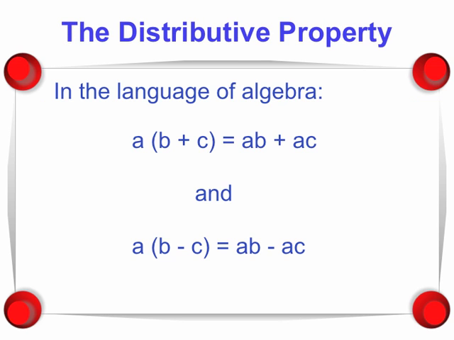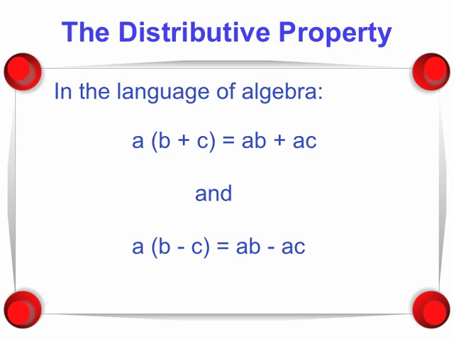In the language of algebra, the general form for the distributive property says that if we have a times the quantity b plus c, we can rewrite that as a times b plus a times c. Likewise, if we have a times the quantity b minus c, we can write that as a times b minus a times c. We'll do a lot of work this year running the distributive property in both directions.